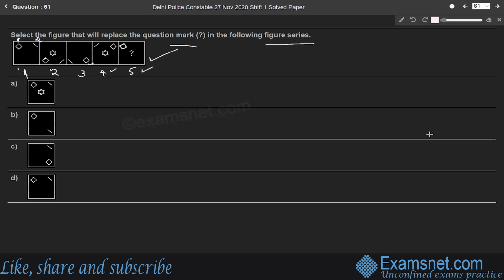Therefore, in the fifth figure, the image has to be in the upper right corner. Like this. Come to the star mark. So here the star is kept in the alternate figures. Therefore, there is no star in the fifth figure. Therefore, option D is the right answer.